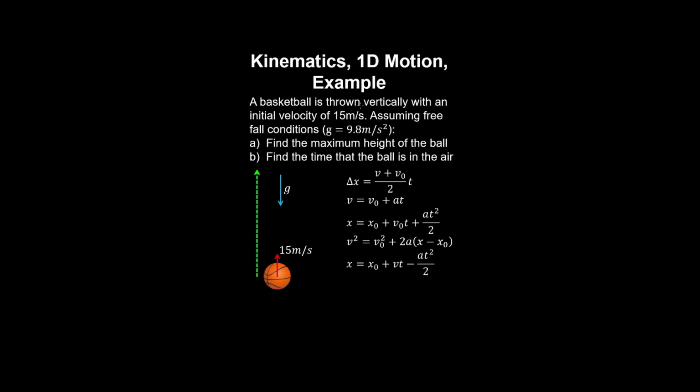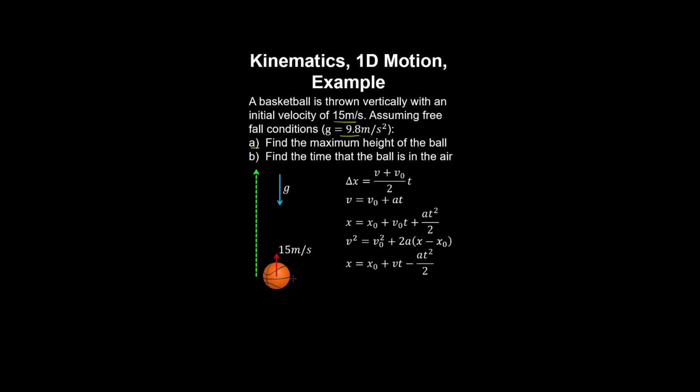A basketball is thrown vertically with an initial velocity, and assuming freefall conditions with the following gravitational acceleration, part A asks us to find the maximum height of the ball. So what we do is choose a coordinate system with an origin at the initial position of the ball and a direction. So here we have a single interval of motion because it has the same uniform acceleration. So the maximum height of the ball is h.